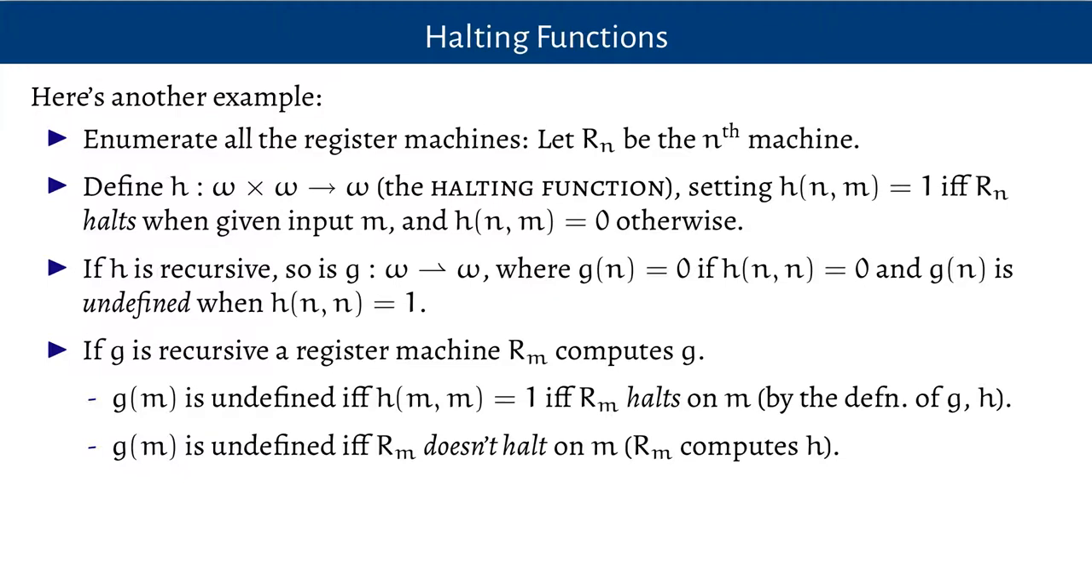Because we've got this contradiction, we have got to blame that on something. The only assumption that we made to blame this on is the assumption that H was a recursive function. That's the only assumption we've made. And so G isn't recursive. So H isn't recursive because H being recursive means that G has to be recursive. So this was the assumption that we made. The halting function is not recursive.